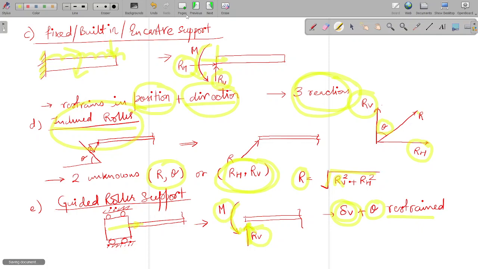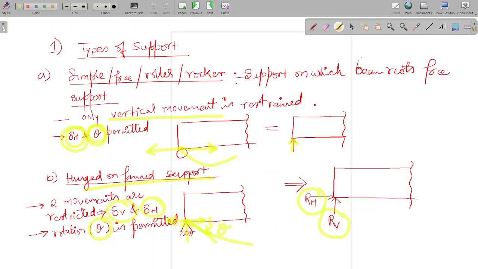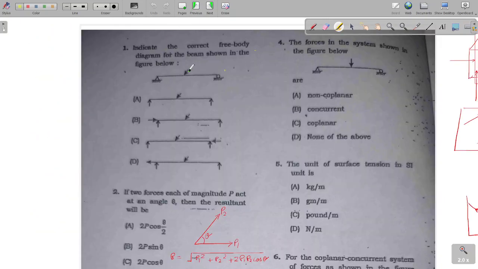So moving back to our question. This question asks for the correct free body diagram. Here is a hinge support, here is a roller support, and the load is acting inclined. So there will be two reactions at the left support and one reaction at the right support. So we have to find three reactions, and these first two options are totally wrong. So moving on to our option B, there is a load acting in an inclined way. That's inclined.